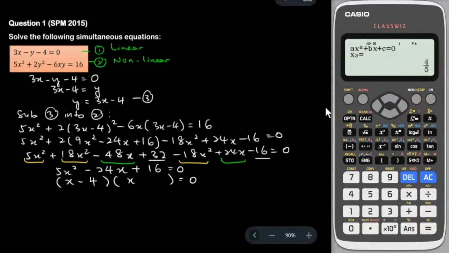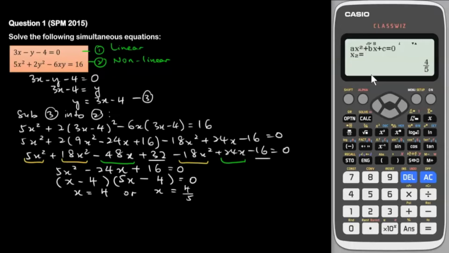So we put x here, so it'll be 4 over 5, and because the calculator shows the positive value, when you put inside the bracket, it's negative. So now the first bracket, you make it equals to 0, so x is equals to 4. Or the second one, when 5x minus 4 equals to 0, your x is 4 over 5. So we got these two values already.